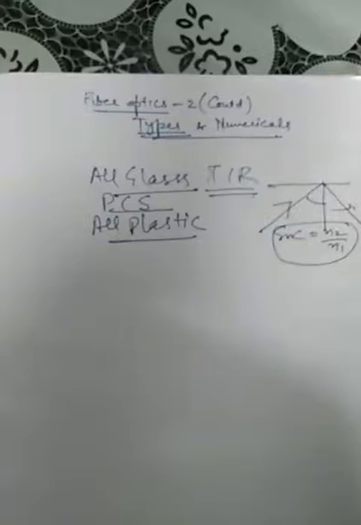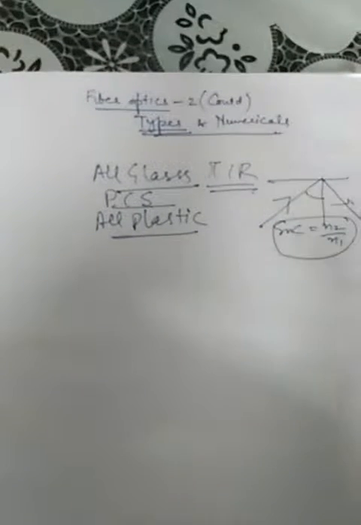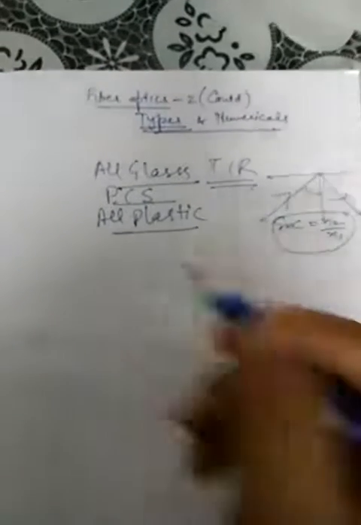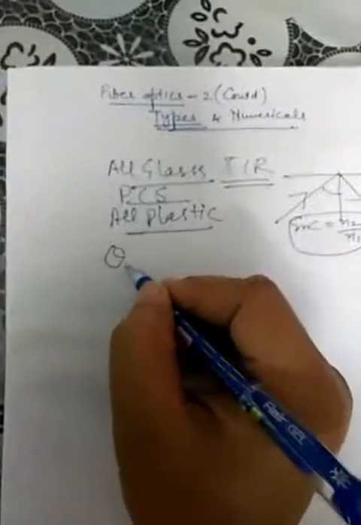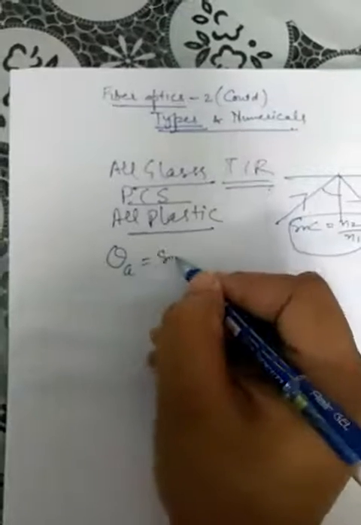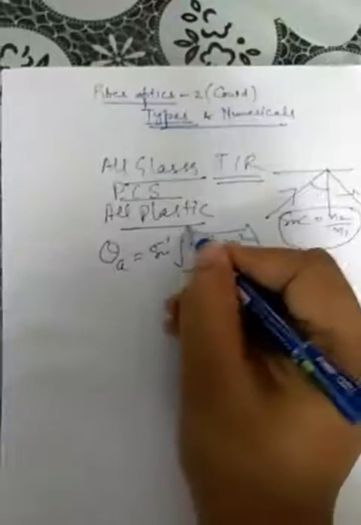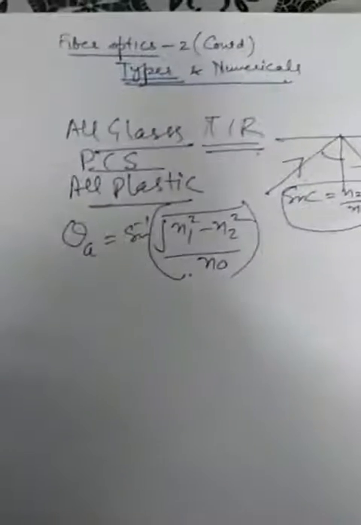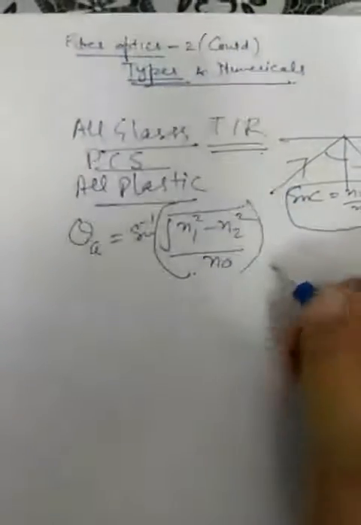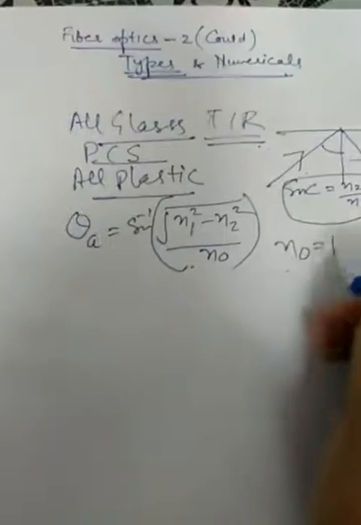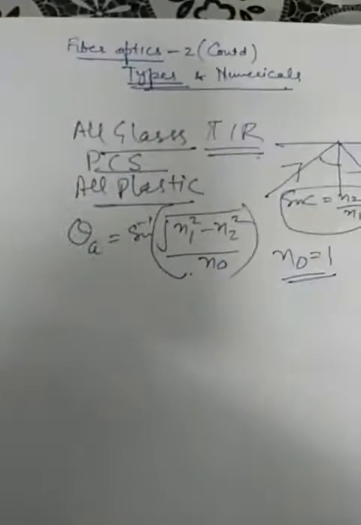And then we have discussed a formula for how the light is propagating into the fiber, that is theta A is equal to sine inverse of root of n1 square minus n2 square upon n naught, where n1 and n2 are the refractive indices of core and cladding, and n0 is the refractive index of the medium. So generally we take the medium to be air. For air, refractive index is equal to 1.